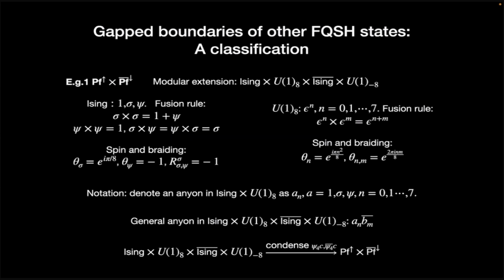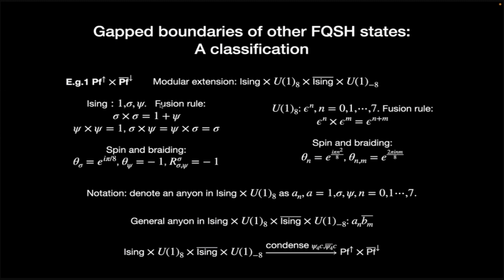Okay, so here is the classification of the gap boundaries of the other fractional quantum spin Hall states. As an example, let us look at the Pfaffian times anti-Pfaffian state. Again, a modular extension is, so this is the bosonic topological order. And here I summarize some of the basic properties of the Ising topological order and U(1) level 8 topological order.